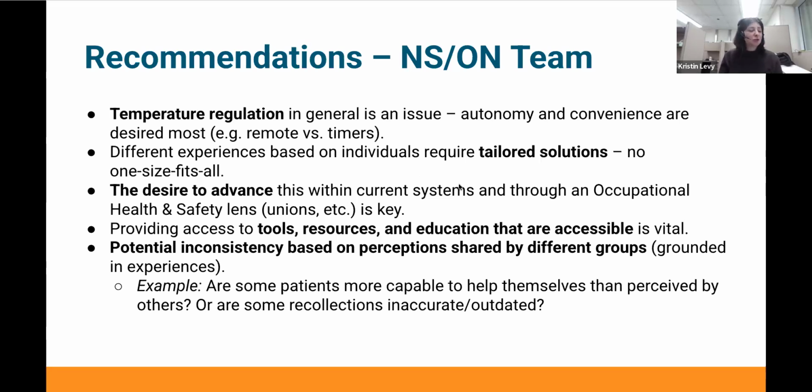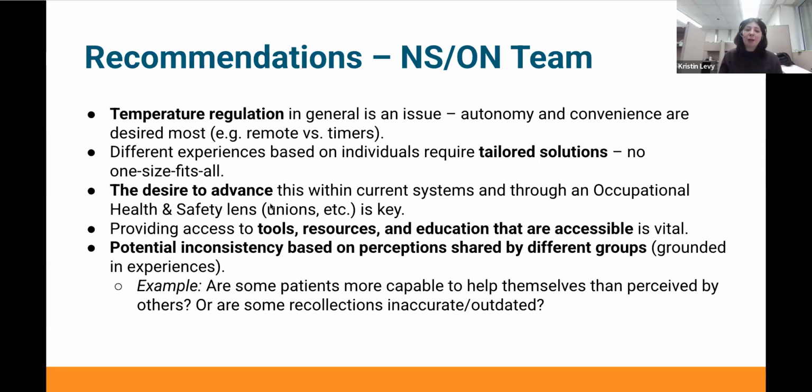As well, I noticed that there's a strong desire to advance through unions and a health and safety lens. I've started working with occupational health and safety more and more because it seems as though this is a really good path for moving things forward. So there's this desire to move things forward in the current systems through that mechanism. As well, the importance of making tools, resources, and education actually accessible is so important. In some cases, they actually have this stuff, but they don't even realize that they have it. So making it more accessible and people more aware of what is available and developing new resources is very important at this stage.